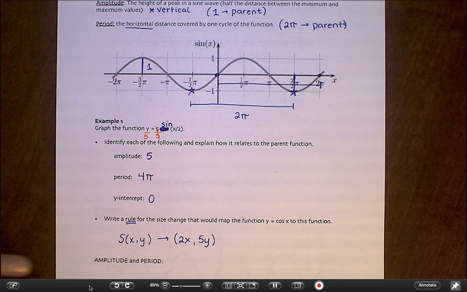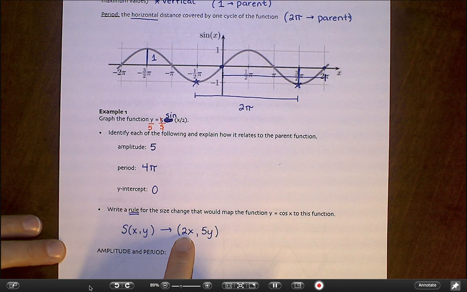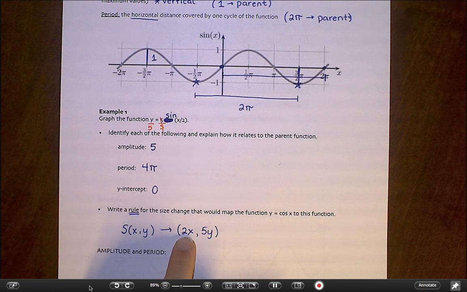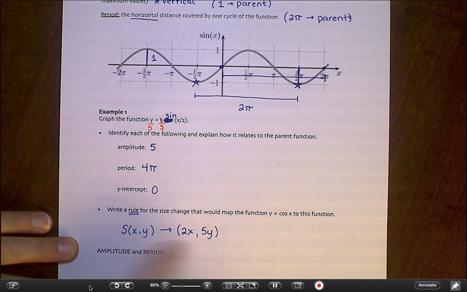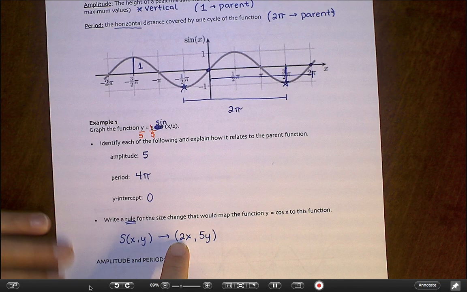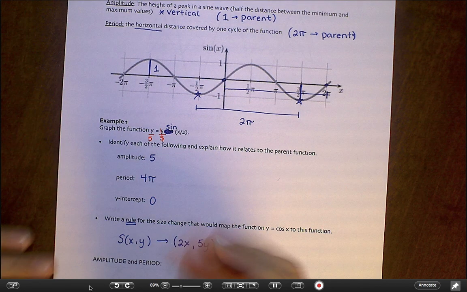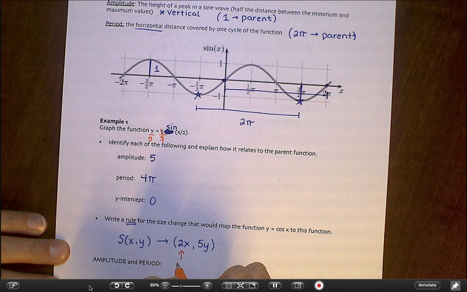Okay. So in this rule, the 2x is affecting this graph horizontally. If I was to ask you back in chapter 3, if I was to give you this rule and say, hey, what does this thing do to my graph? You would have told me this was a horizontal stretch and a vertical stretch. Okay. A horizontal stretch is going to affect the period because the period measures a horizontal distance. Okay. So this is telling you what is happening to the period.